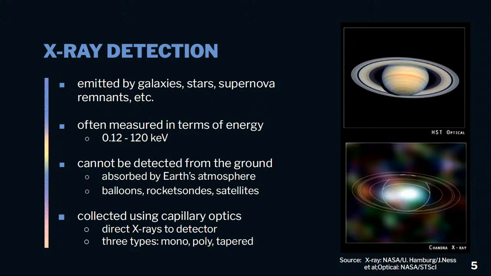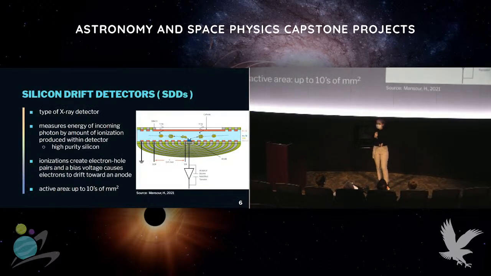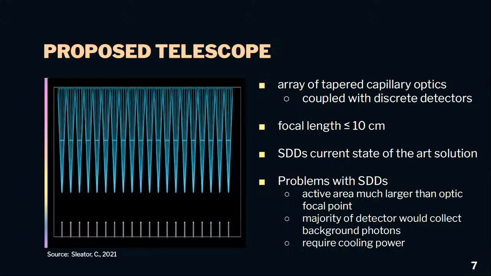To collect them, we use capillary optics, which direct the X-rays toward the detector. There are three types: mono, poly, and tapered. The type of detector that's often used, at least for the stuff that we're doing, are silicon drift detectors. They measure the energy of incoming photons by the amount of ionization that they produce within the detector. These ionizations create electron hole pairs, which a bias voltage directs towards an anode. They have an active area up to tens of millimeters squared, which will be important in a moment.